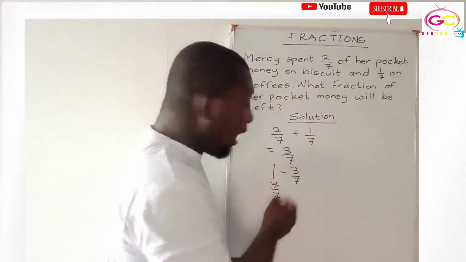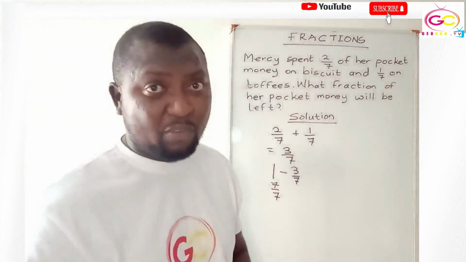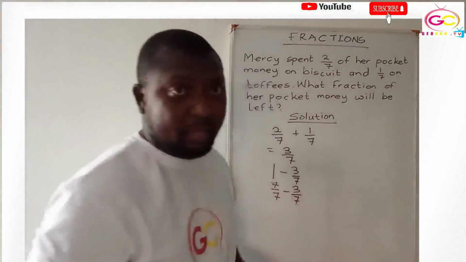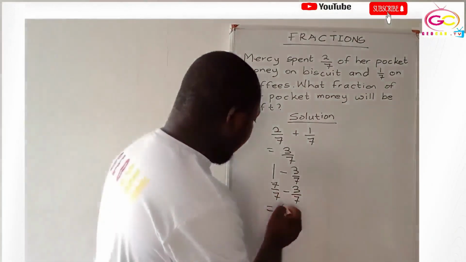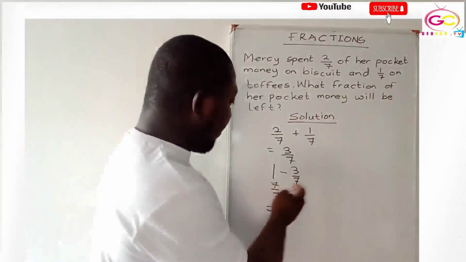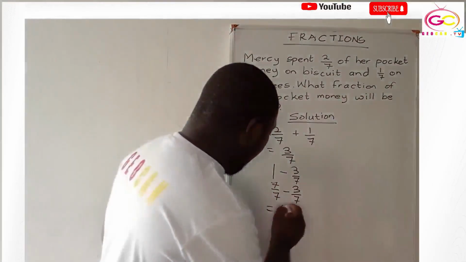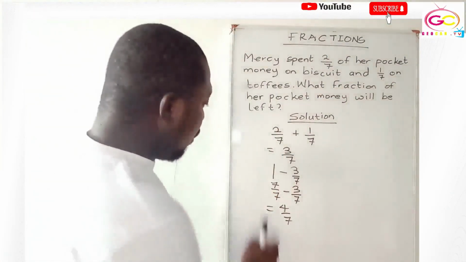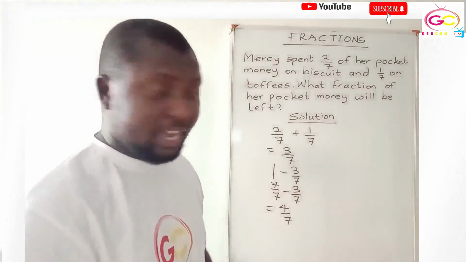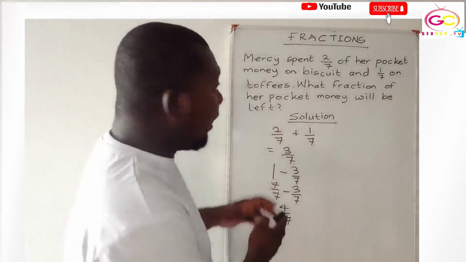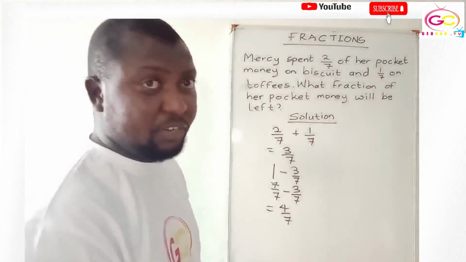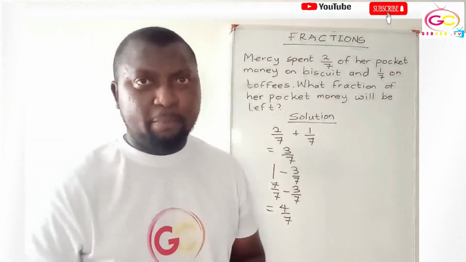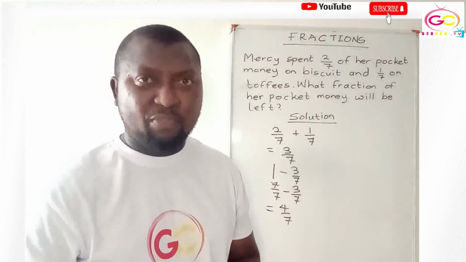If this were 5, I would have written this as 5 over 5. I believe you got it, right? So 7 over 7 minus 3 over 7. It becomes easy to subtract now, 7 having a common denominator. So 7 minus 3 will give us 4 over 7. Easy as A, B, C, D. That is all. So this is the fraction of the pocket money left. Isn't it easy? 4 over 7. Easy as A, B, C, D. Yes, this is Solvemath for you.